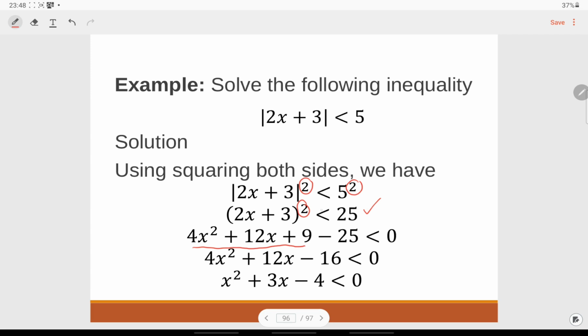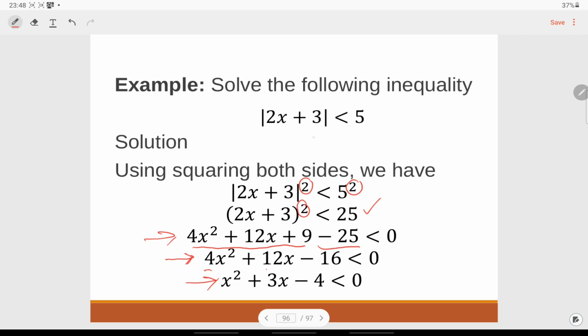We take 25 to the other side, so it becomes negative 25. So we simplify this quadratic expression. Because we have a factor of 4, we can divide all items by 4. So we come out with a simpler quadratic inequality, x squared plus 3x minus 4 less than 0. Now our aim is to solve this quadratic inequality for the unknown x.